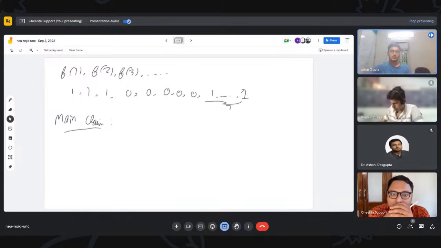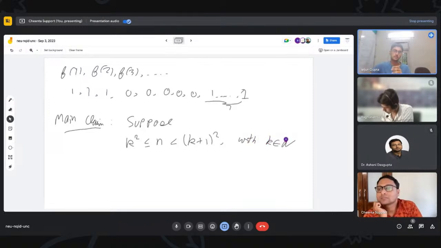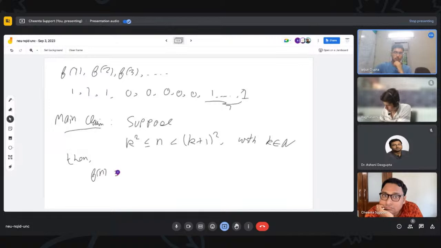Suppose k squared is less than or equal to n, less than (k plus 1) squared, where k is a positive integer. We pick the unique positive integer k for which n is between k squared and (k plus 1) squared. Then f(n) is congruent to 1 if k is odd, and 0 if k is even.